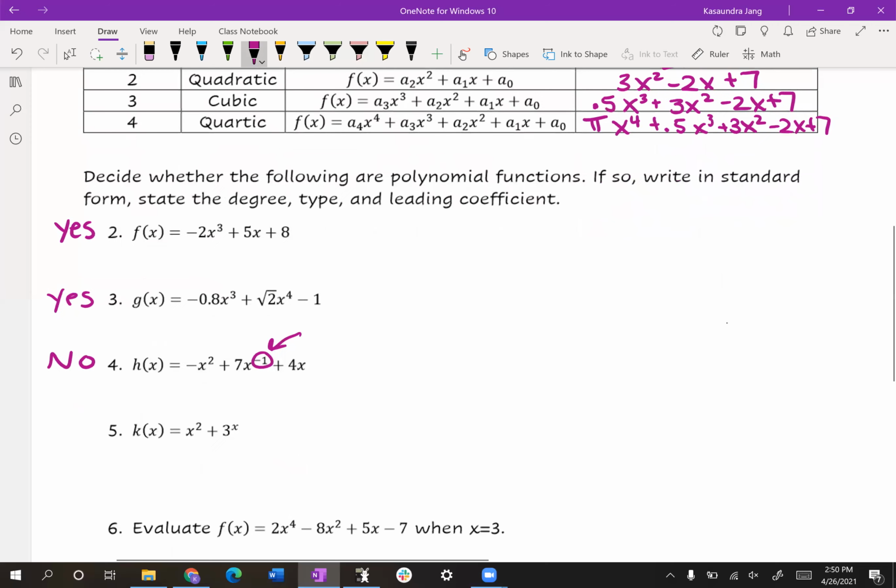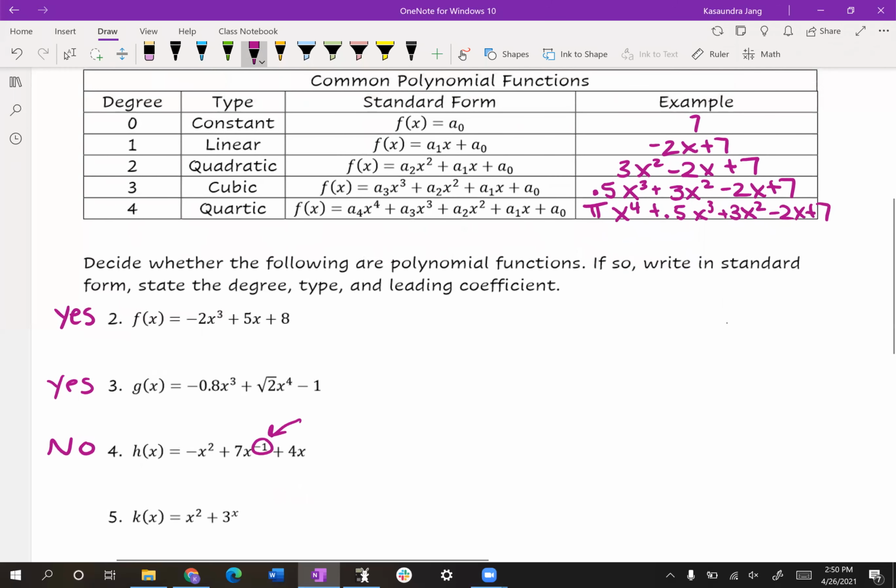Number 5, let's see here. Yeah, number 5 has, let's see, 1 for leading coefficient. The 3 is actually not a leading coefficient. They both have a coefficient of 1.